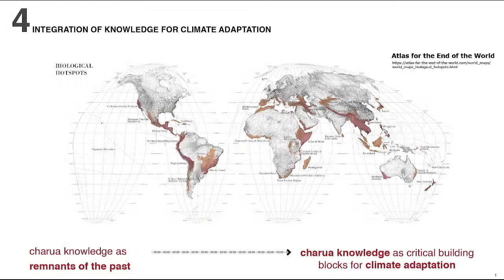Yeah, and this one I was talking about how, for climate adaptation, we have a lot of projects happening at a bigger scale. This is a series of maps if you want to have a look. It's called the Atlas for the End of the World. It talks about climate change at a larger scale. These maps talk about biological hotspots, but there is also knowledge from the bottom up, a lot of knowledge of the communities, and somehow these two are dealt with very differently and have not found a way to combine together. You would consider indigenous knowledge as something of the past, but it could really become a critical building block for climate adaptation.